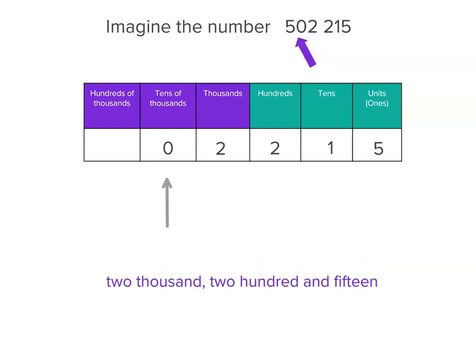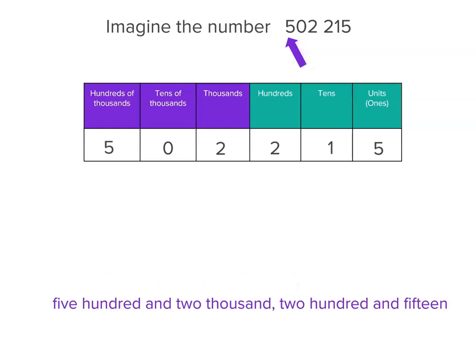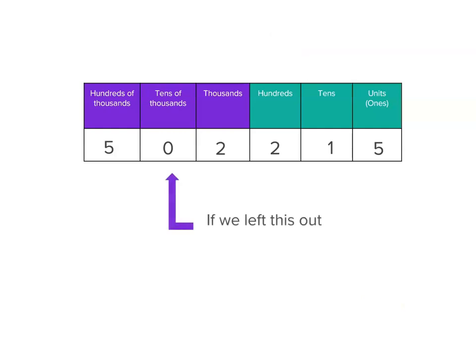And this time we've got a zero, so we actually need to put a zero in that place. So at the moment, the number hasn't changed value at all. It's 2,215. We only need that zero if there are more numbers to the left. And we've got a five, so we've got 502,215. We don't have anything in the tens of thousands column. Now, if we left that zero out of the tens of thousands place, we'd actually have a different number. We'd have 52,215. So the zero is really important, and we call it a zero placeholder.